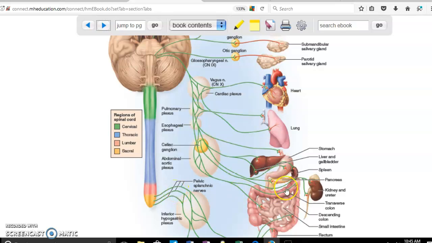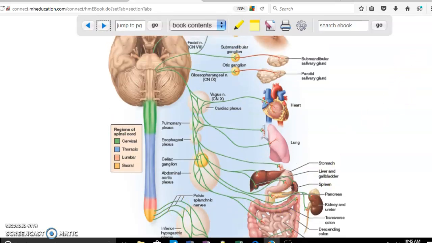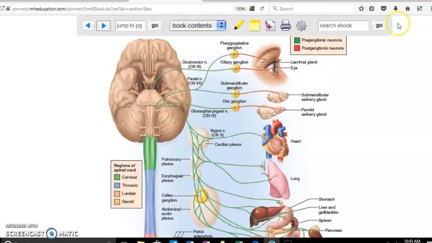But if it's cranial, what type of nerves do you have in the cranium? You have cranial nerves. That's why you can see right here that the parasympathetic components of the nerve are going to be part of the cranial nerves. So what cranial nerves are going to have a parasympathetic piece, a parasympathetic component?